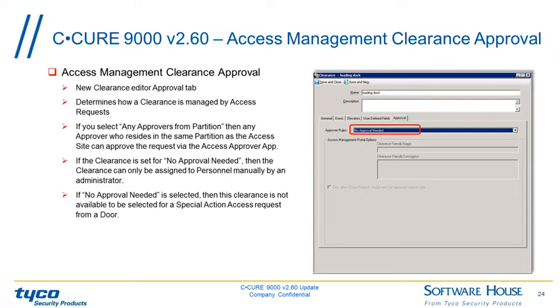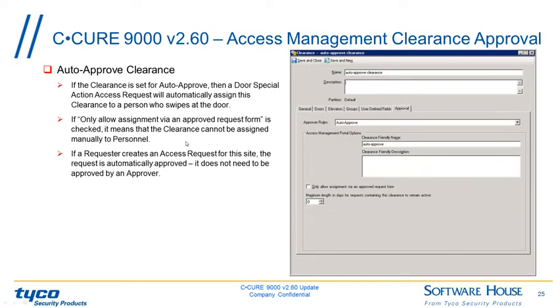That doesn't make sense. In other words, to have a request put in on a reject, and if there's no approval needed, it's going to go straight through, and that doesn't make sense. You can select any approvers from partition.